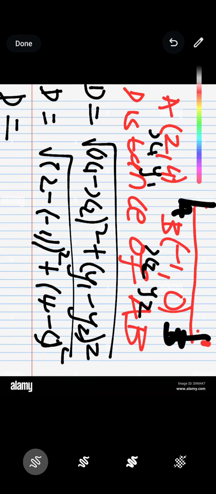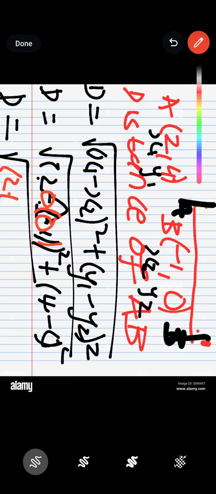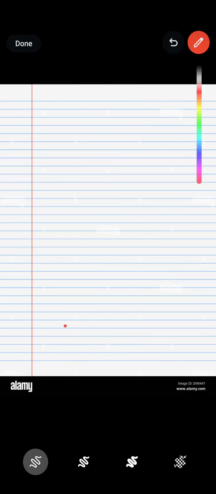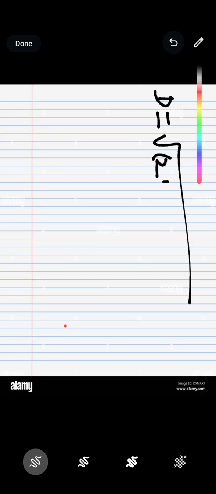So distance is equal to square root here, minus times minus, it's plus. The brackets mean times. Remember, these brackets mean this sign times this sign, so it's plus. So it's 2 plus 1 squared plus here 4 minus 0, it is just 4 squared. So I'll continue from here. We have distance equal to square root of 2 plus 1 squared plus 4 squared.